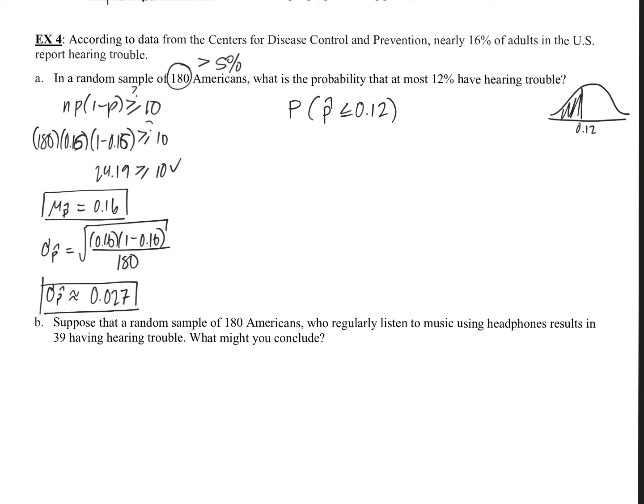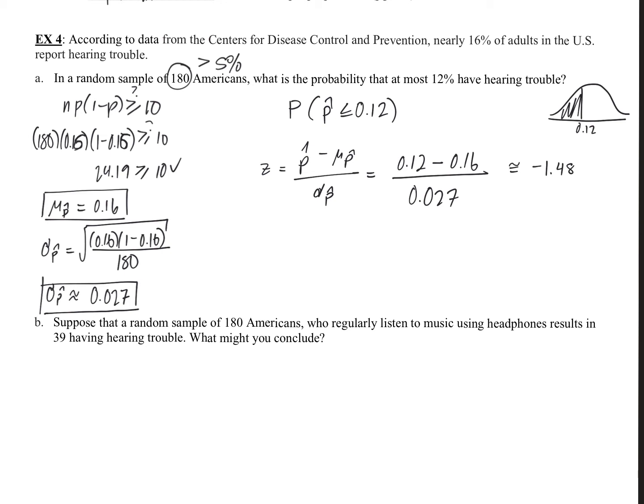So let's go ahead and do that. Turn this into a z-score. Z equals p hat minus mu p hat, all over standard deviation p hat. So 0.12 minus our mu, 0.16, divided by 0.027, and we end up with a repeating decimal of negative 1.48. So this is approximate. That is our z value.